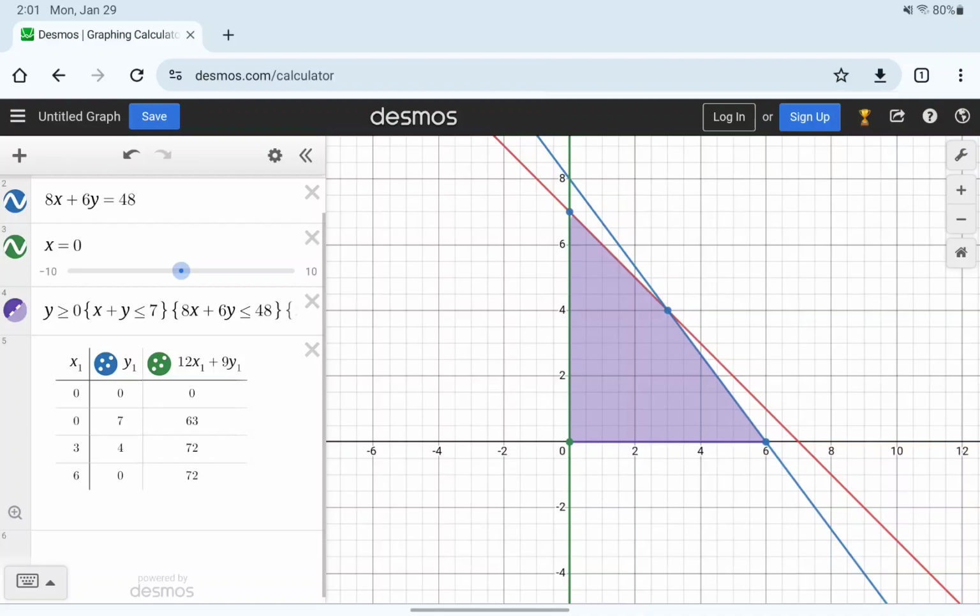Oftentimes, I would say most often, we'll only end up with a single pair that gives us that optimized value for our objective function, our objective expression. But in a case where we have a tie, then we would have two different possibilities that yield that same optimal scenario.